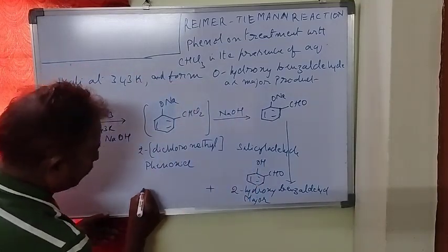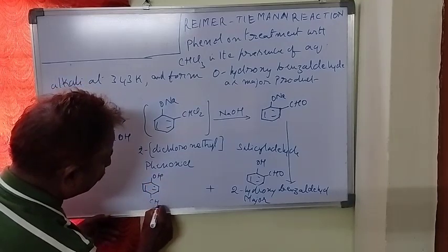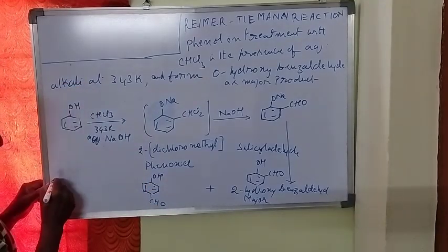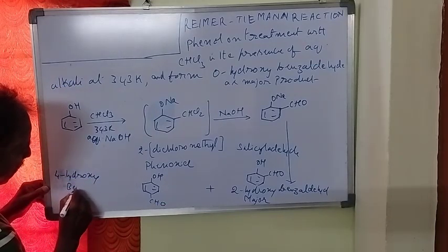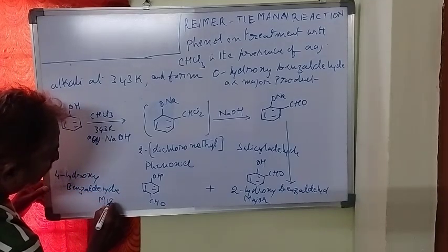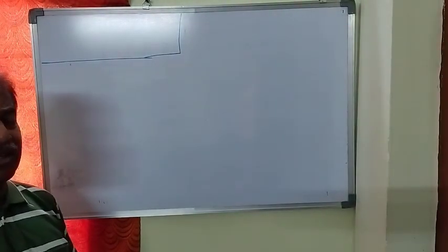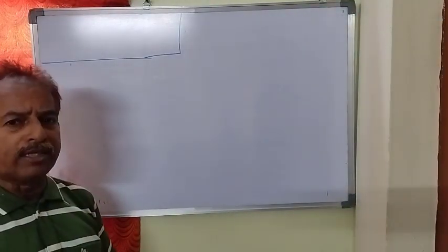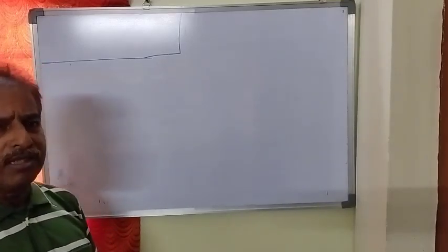Plus another substance also forms. This is OH, CHO. This is a para-hydroxy or 4-hydroxybenzaldehyde. This is a minor substance. In the reactions, that is Kolbe's reaction and Reimer-Tiemann reaction, the starting material is phenol and the products are ortho-hydroxy substances, ortho-hydroxybenzoic acid and ortho-hydroxybenzaldehyde.